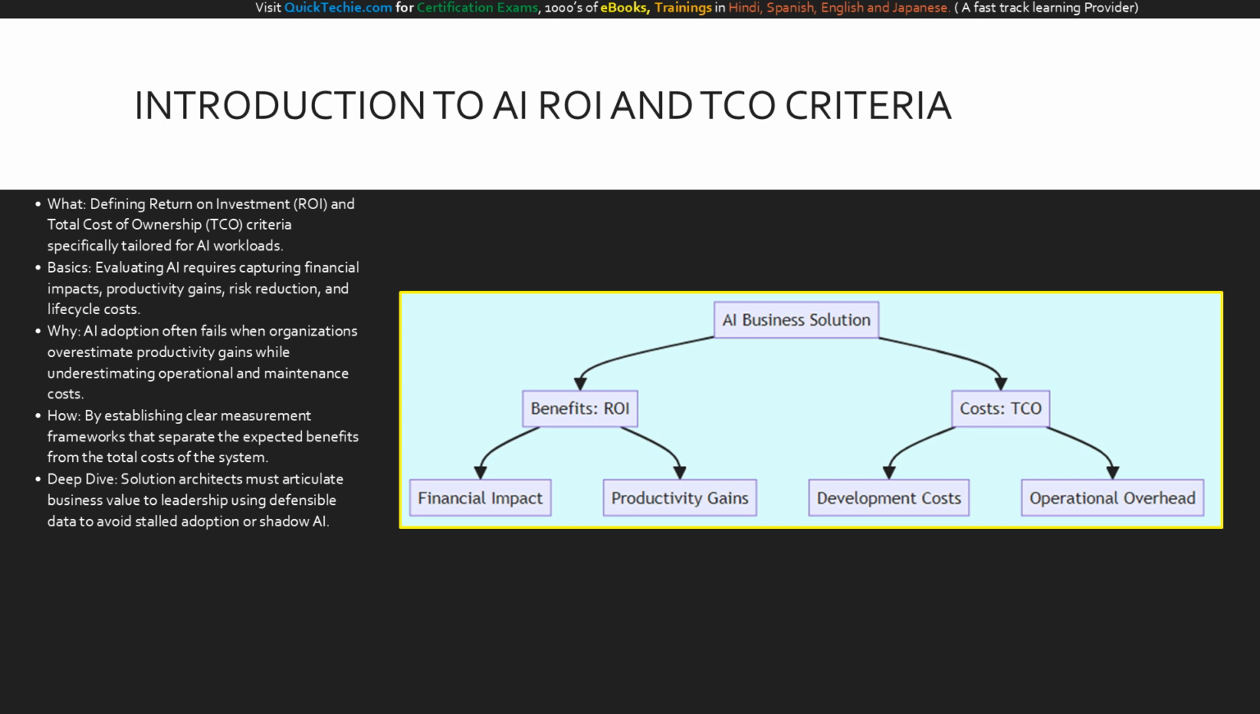On the right side of the diagram, we must measure the costs, which form our TCO. This branch captures both the initial development costs and the ongoing operational overhead. This visual serves as a reminder that an effective AI strategy never looks at benefits in isolation. To build a defensible business case, you must map out and present both sides of this equation to your stakeholders. We will be exploring the specific details of both the left and right branches throughout this training.